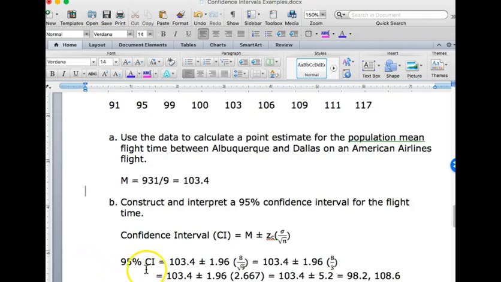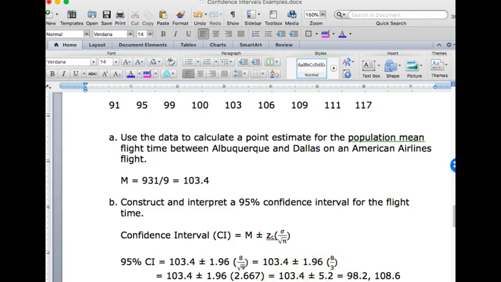So 95% confidence interval is equal to 103.4 plus or minus, remember 1.96 was the Z critical value for a 95% confidence level, times 8 divided by the square root of 9 gives us 103.4 plus or minus 1.96 times 8 divided by 3, which gives us 103.4 plus or minus 1.96 times 2.667, which gives us 103.4 plus or minus 5.2.